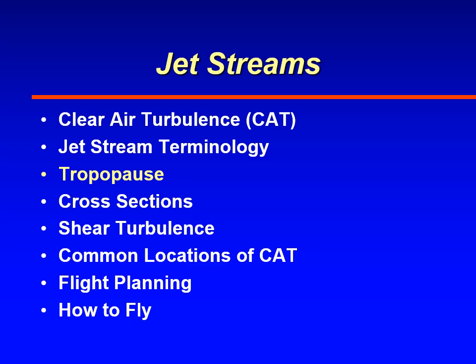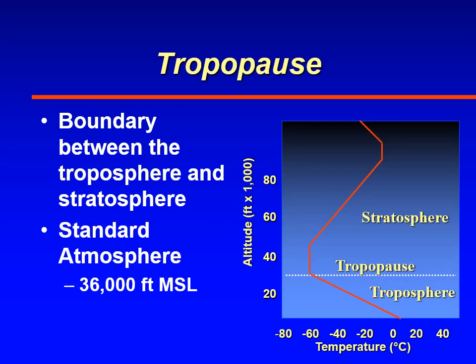So that brings us to our next topic, which will be the tropopause. A couple other terms you need to be familiar with. The tropopause is the boundary between the two lowest layers of the atmosphere, the troposphere and the stratosphere. The troposphere is the lowest layer of the atmosphere. As you go up through the atmosphere, temperature decreases in the troposphere until you get to the tropopause. At that point, the temperature may be constant or may even increase a little bit as you go into the stratosphere. So the tropopause is just the break between the troposphere and the stratosphere.